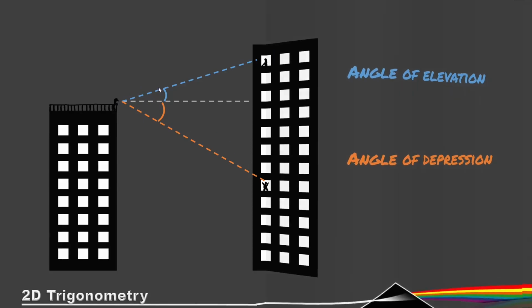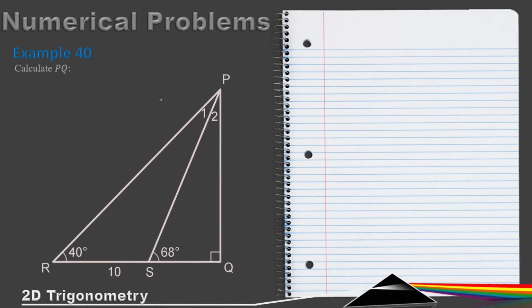Right, now moving on, this one obviously is just a normal application, where we're just going to solve for a side. And before we do that, I just want to highlight something. There are two types of triangles.